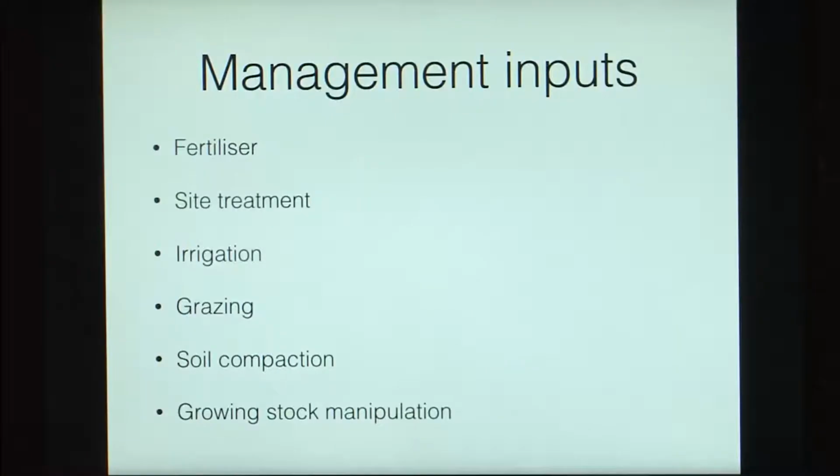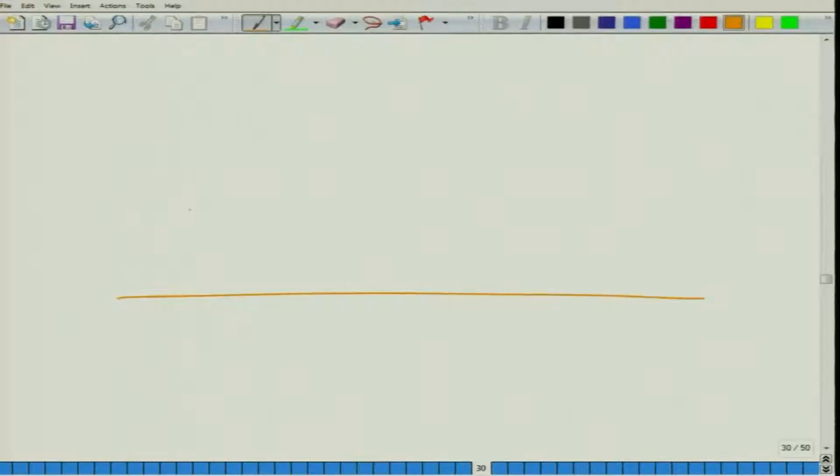So, coming back to the slide, you can also have growing stock manipulation. So, when we talk about a growing stock manipulation, what we mean is that you can say, in the case of a forest where you have your trees that are very close together.